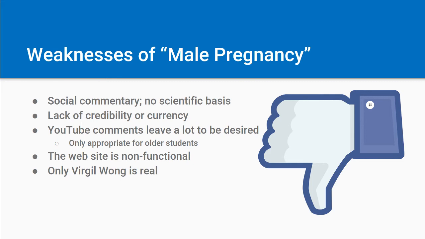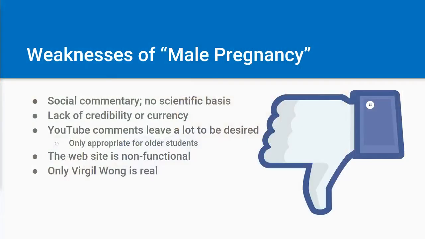If you look at the YouTube comments, and you know, if you've ever looked at YouTube comments, that's really something that you should try to avoid. But you know, it is what it is. When you look at the YouTube comments, it leaves a lot to be desired. And so therefore, when you ask the question of appropriateness, is it appropriate for all audiences? Well, not really. It's more for older students, young adult learners in a college setting. The website is non-functional, and only Virgil Wong is real.